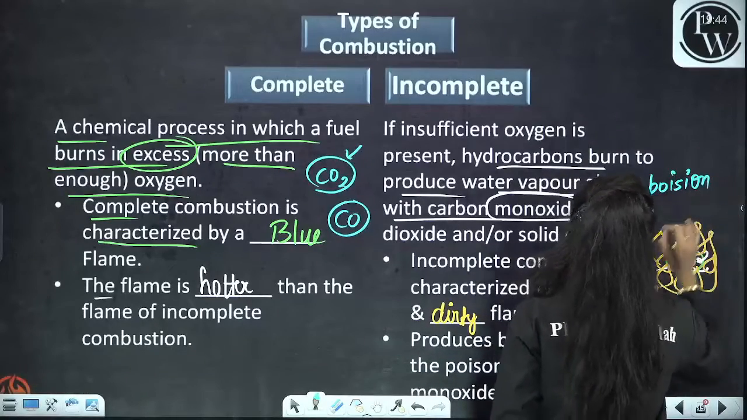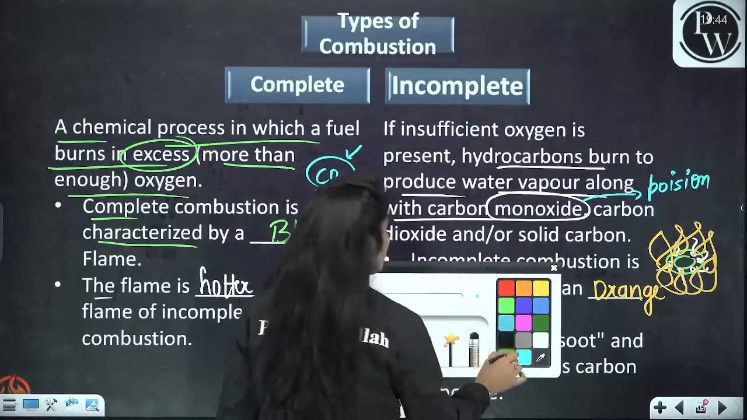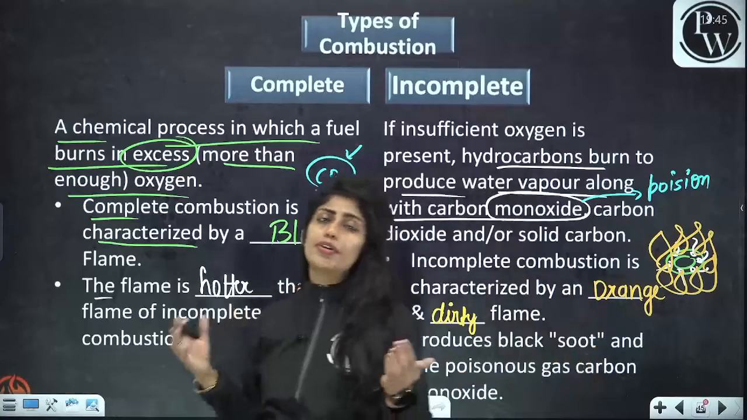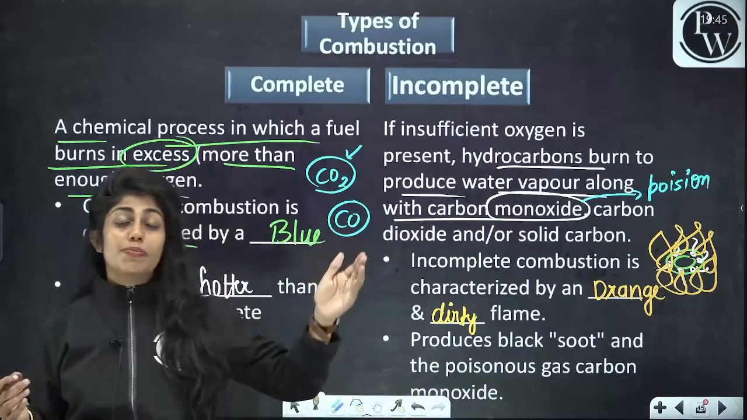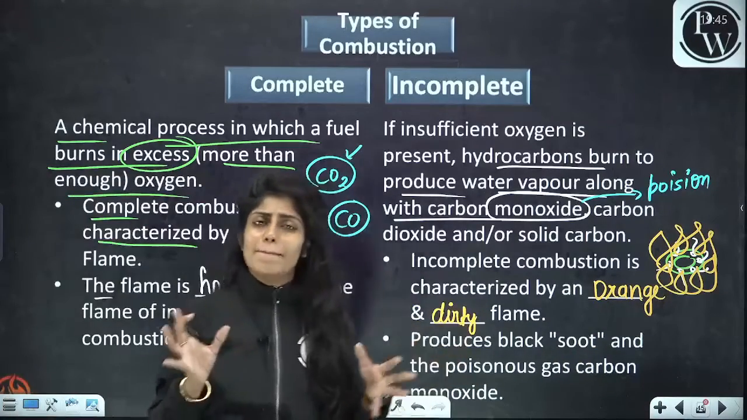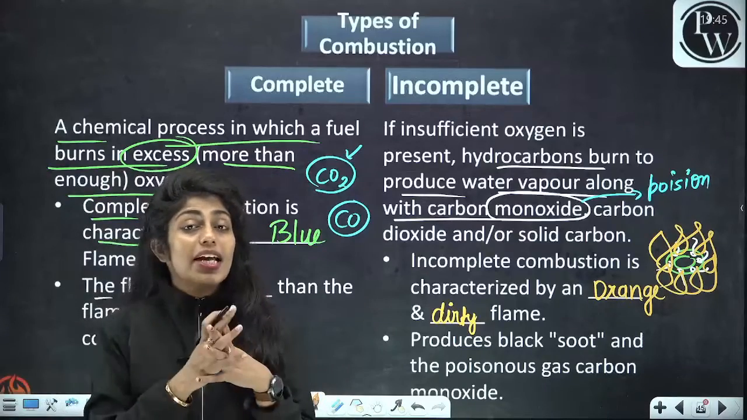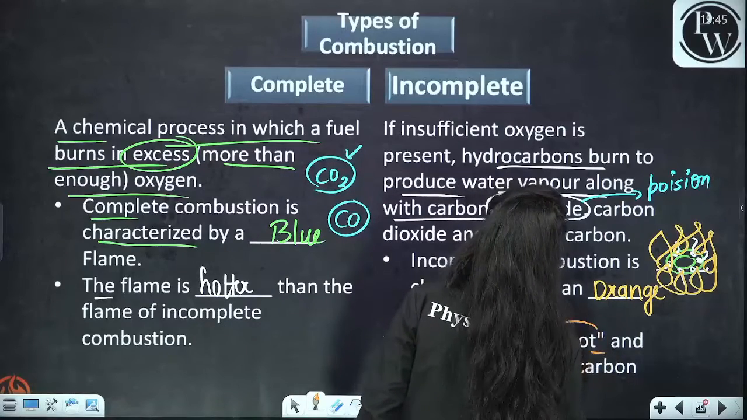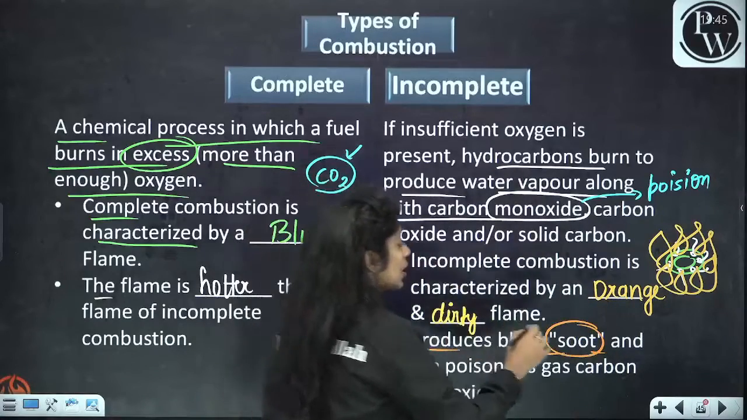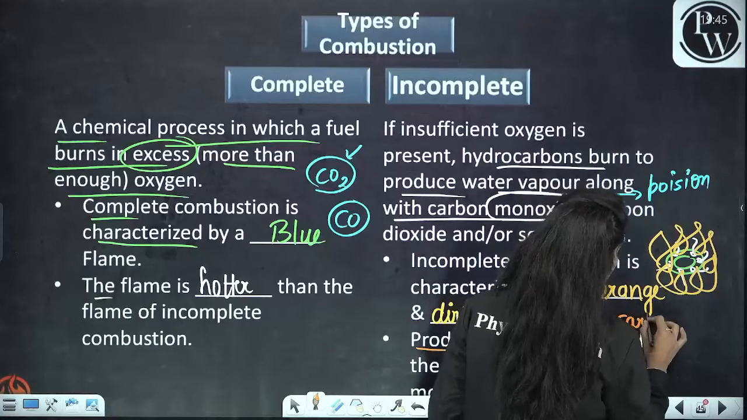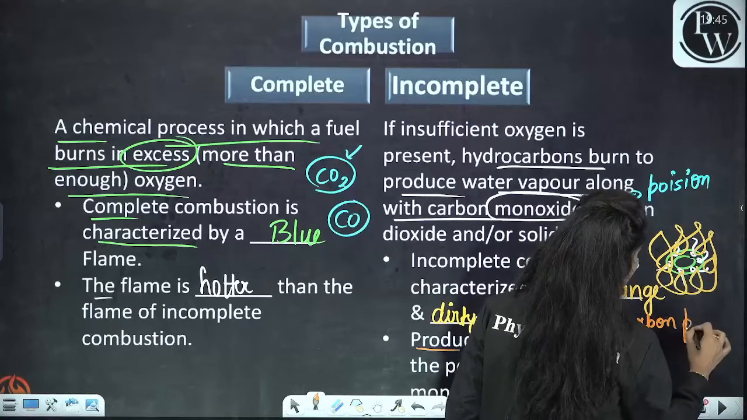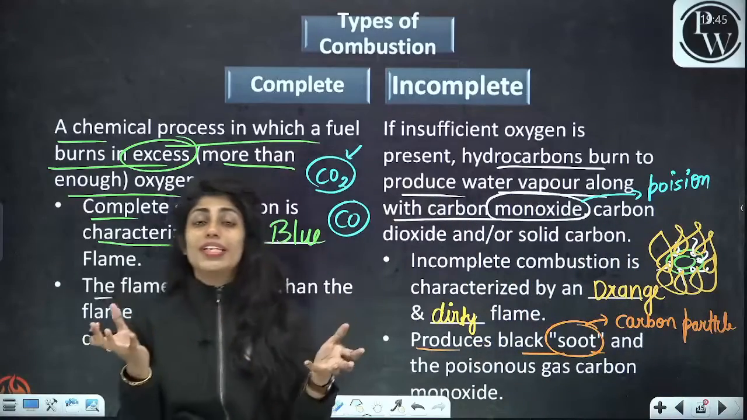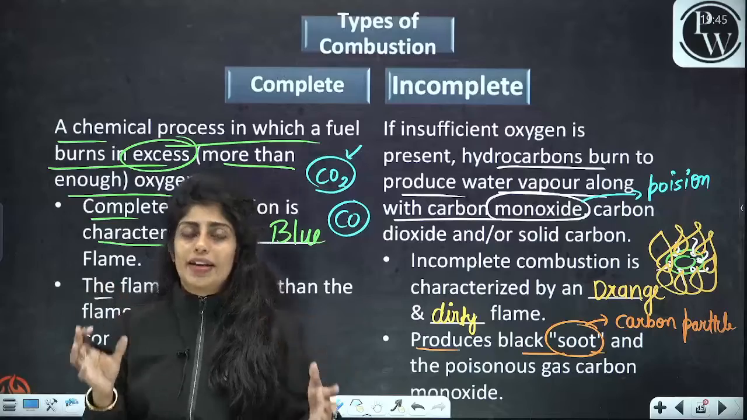It's not good for the environment. Yes, I agree. Larger production of CO2 is also not good, because that is responsible for global warming. But again, CO, carbon monoxide, is actually poisonous. Now, it produces black soot, that black ash, the burnt carbon particles that will stick to your utensil and make it look blackened, right?